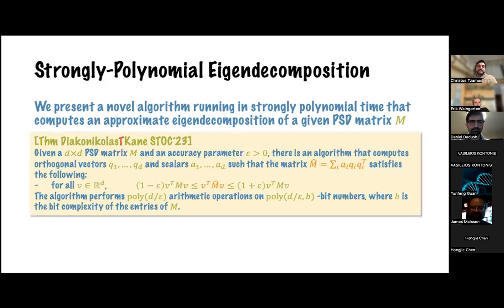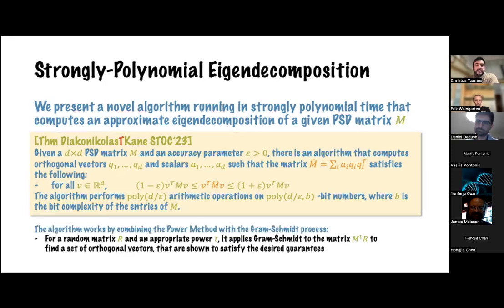So in particular, we present this result where we say that given any positive semi-definite matrix M, we are able to compute orthogonal vectors q_i and scalars a_i, such that if I take the matrix corresponding to this approximate eigendecomposition, M hat, the sum of a_i times q_i q_i transpose, then this matrix is spectrally close to my original matrix, multiplicatively. So in any direction v, if I project with M hat, it is one plus or minus epsilon close to M. And this algorithm does only poly(d over epsilon) arithmetic operations on bounded bit complexity numbers.